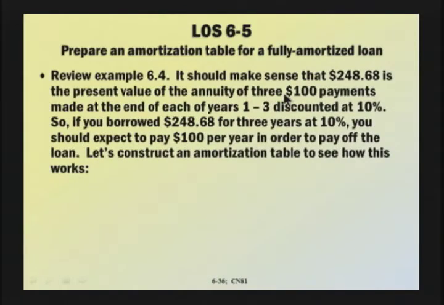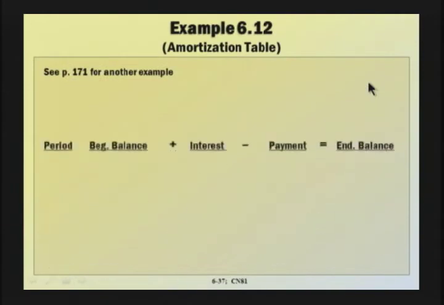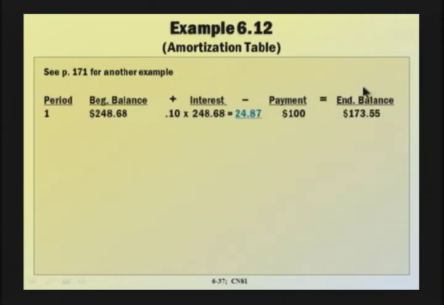The last thing we'll cover in Chapter 6 is an amortization table, which shows us how a constant payment amount will pay a loan down to zero over time. Back in example 6.4, we had 3 annuity payments of $100 at the end of each year. The present value of that annuity was $248.68. We'll use that in an example here to show us that the $248.68 is the present value of the 3 $100 payments. So the 3 $100 payments will pay down that $248.68 loan to zero. So we'll have 3 periods here with our 3 $100 payments.